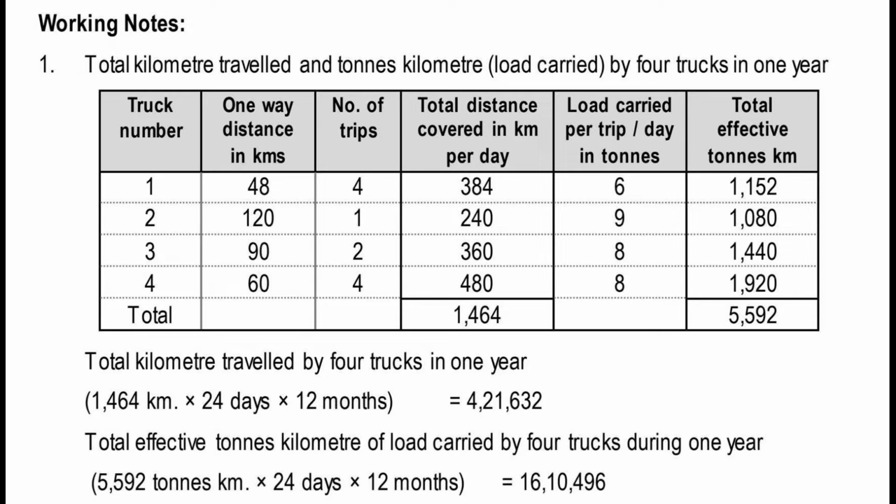So 5,592 into 24 days. Why? Because each and every month has 24 working days, into 12 months per annum. So 5,592 into 24 into 12 is equal to 16,10,496. Leave the working notes as it is and come back to the annual cost statement.